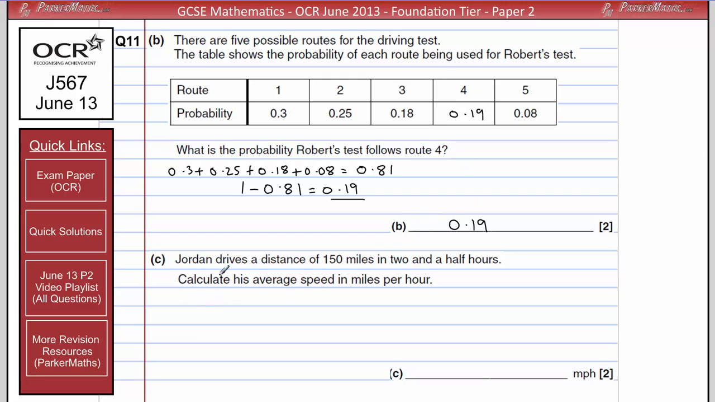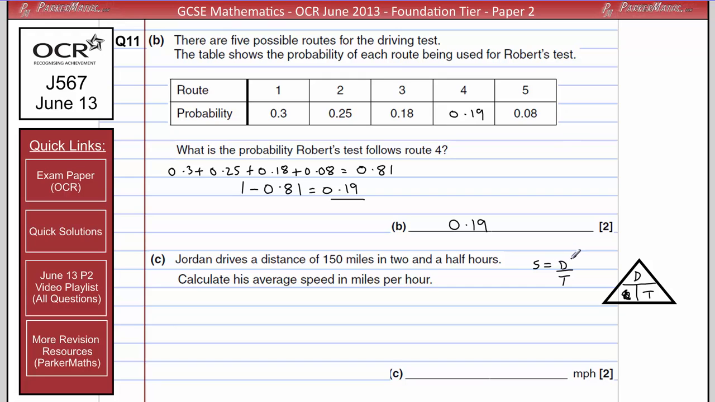In Part C, Jordan drives a distance of 150 miles in 2.5 hours. Calculate his average speed in miles per hour. To answer this question, we need to be aware of a formula which says that speed equals distance divided by time. Some people like to remember this using a formula triangle where they have a D on the top and an S and a T here. And then all they do is cover up the one that they're trying to work out. So if I cover up speed, we've got distance over time. So that's how I'd get that here.